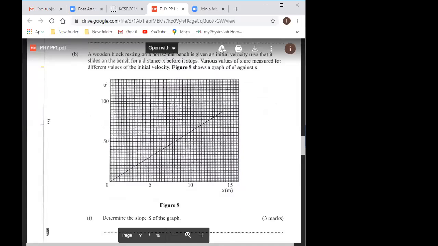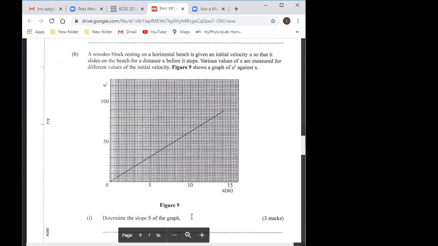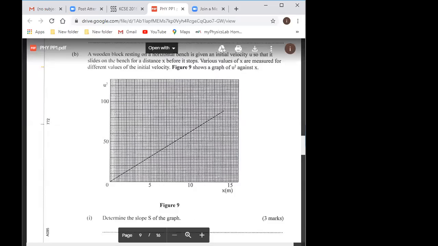We now move to question B. A wooden block resting on a horizontal bench is given an initial velocity u, so it slides on the bench for a distance x before it stops. Various values of x are measured for different values of the initial velocity. Figure 9 shows a graph of u squared against x. Determine the slope s of the graph. So do the calculation. Find the slope of the graph.